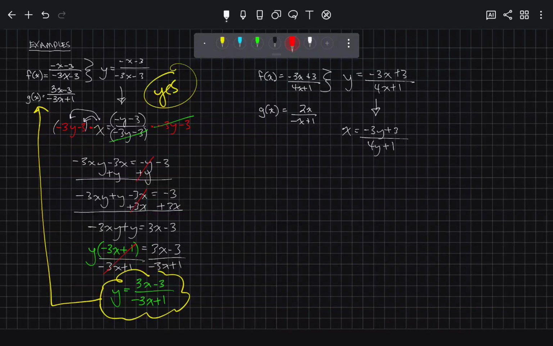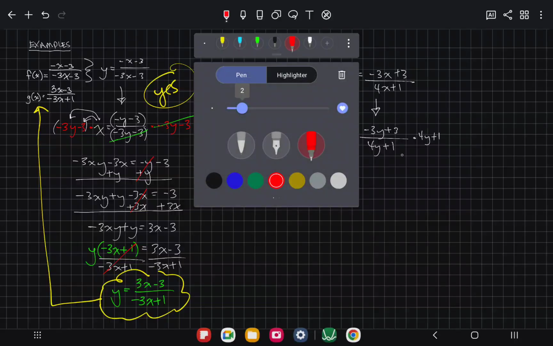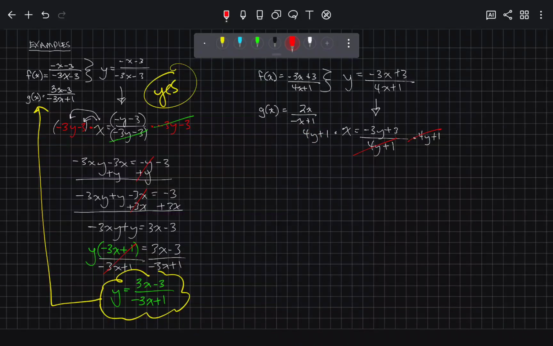Okay, so we can see I don't want that divided by 4y plus 1, right? I want to get rid of that. So I'm going to do its inverse times 4y plus 1. I'm going to do that to both sides, 4y plus 1. Once I do that, those are creating 1, and that leaves me with negative 3y plus 3 over on the right side. Now I need to distribute that x to the 4y and the 1. So 4xy plus x equals negative 3y plus 3.